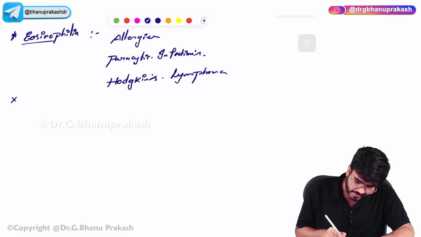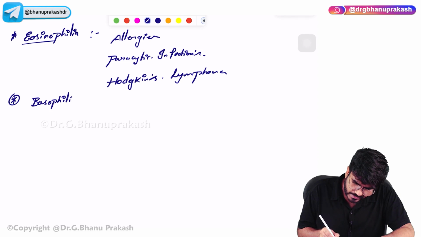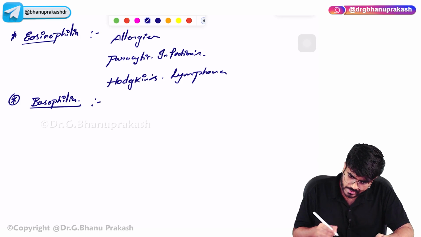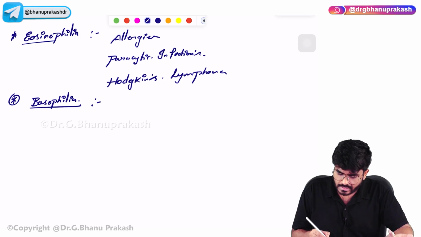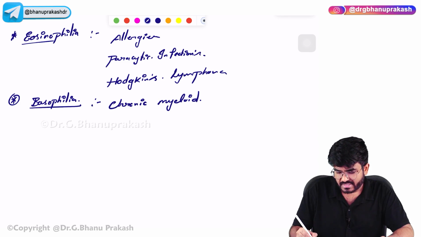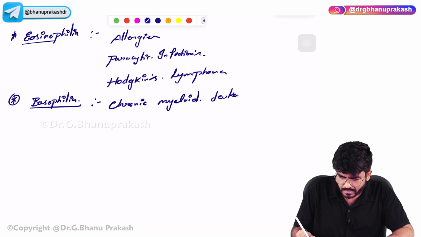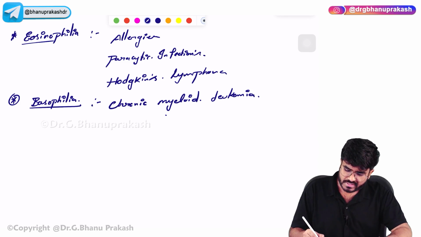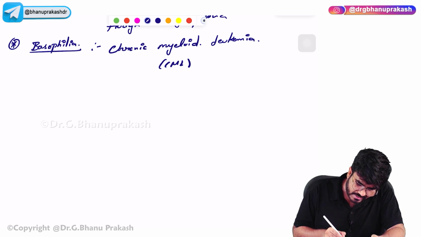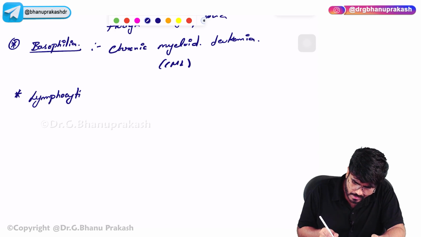Now let's discuss basophilia, which means the basophil levels are going to be elevated. The circulating basophil count is going to be increased in a cancerous condition, a cancer of WBC called chronic myeloid leukemia. We'll discuss this. So in chronic myeloid leukemia, simply called CML, there will be basophilia. Now let's discuss lymphocytic leukocytosis.